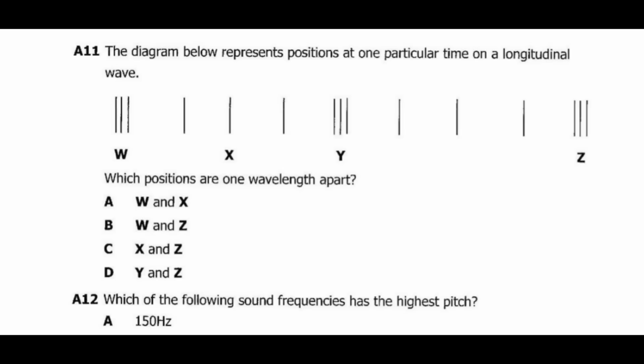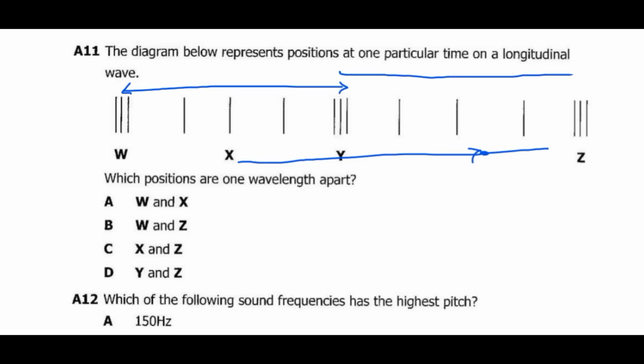So from W to Y, it's one wave. From X to this position here is one wave. From Y to Z, it's also one wave. So here we have a wavelength, also here we have a wavelength. So let's look at the multiple choices. W and X, no. W and Z, no. X and Z, no. Y and Z. So our answer is D.